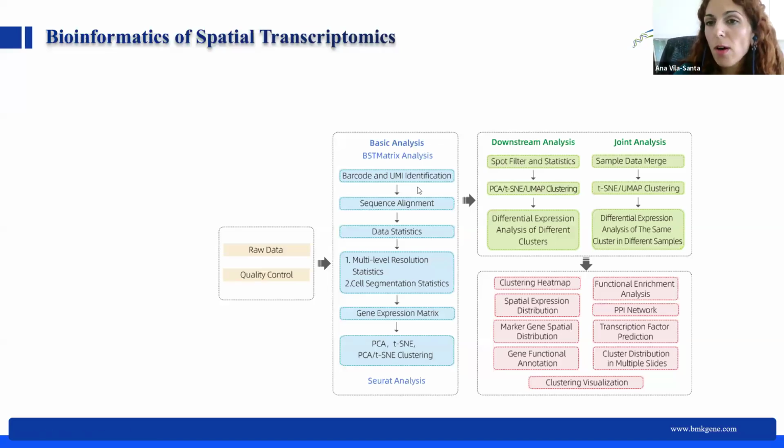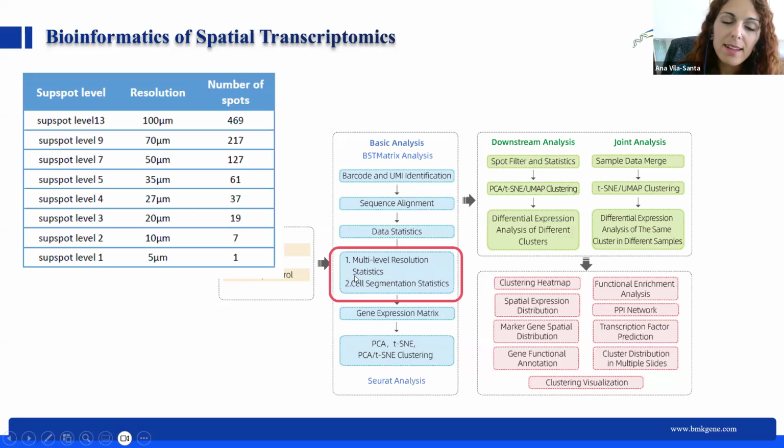And then for all the reads, we need to identify the barcodes and the UMIs in those reads. We also need to align the reads to the reference genome. This is how we can assign each read to a particular gene. And then we do data statistics. And this can be done at a multi-level or a cell segmentation level. So let's go back again to talk about that multi-level resolution.